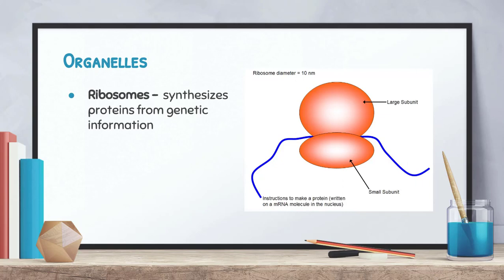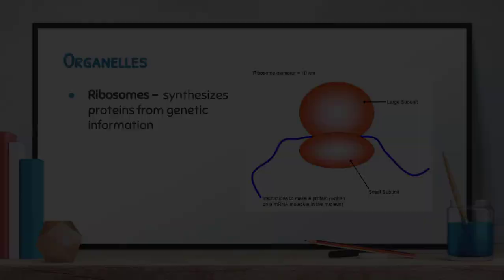Now, if you look, most of the time you'll see ribosomes as just kind of like a little dot or a circle that's found inside of the cell. But ribosomes are actually made up of two subunits that come together when the instructions to make the protein get to the area where the ribosome is located.